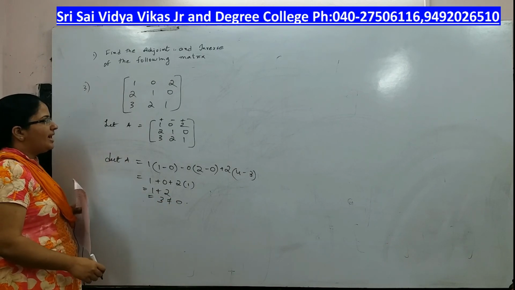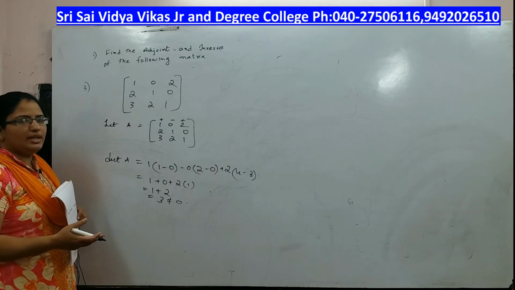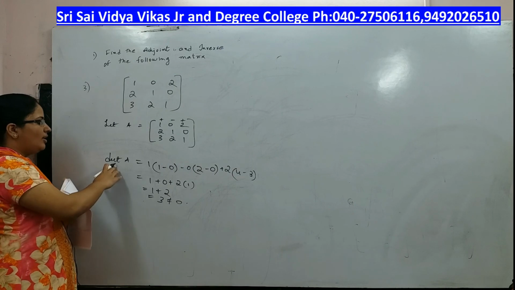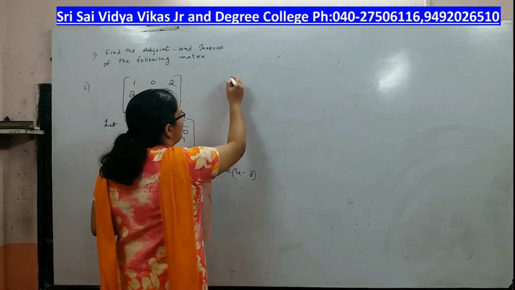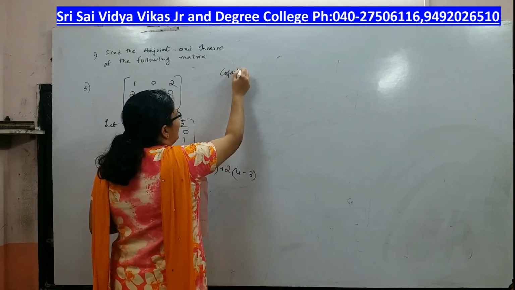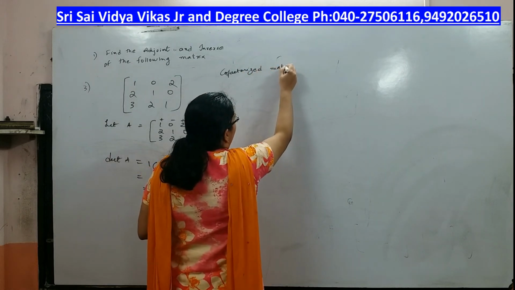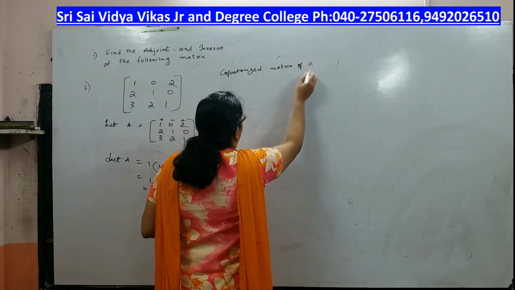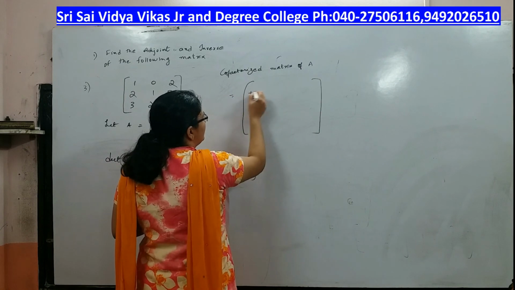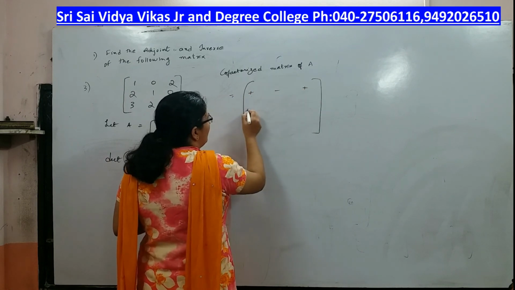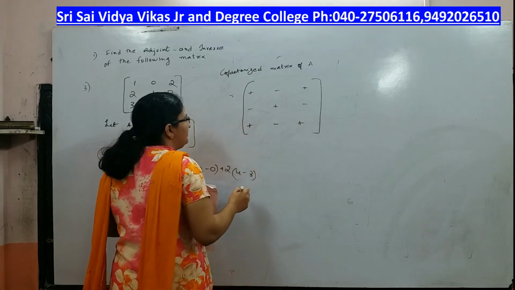Next we have to find the cofactor matrix of A. Then the transpose of that cofactor matrix will give you the adjoint of A. Adjoint of A by det A will give you the inverse. Now you have to find the cofactor matrix of A. For doing this, you put plus minus plus, minus plus minus, plus minus plus.